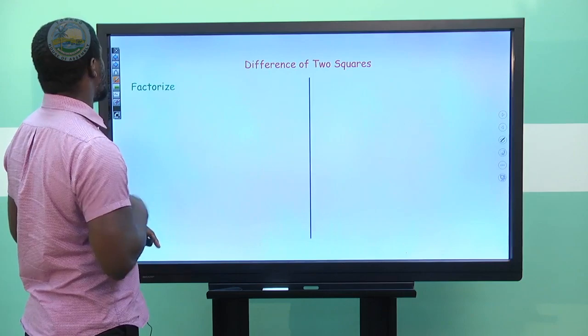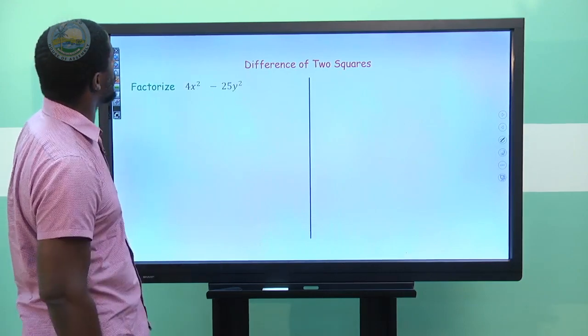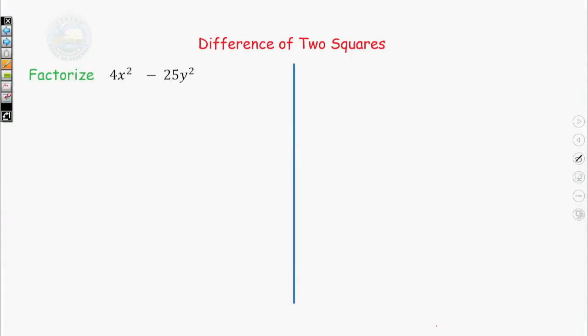Let's look at another example. Factorize 4x squared minus 25y squared. Is this a case of differences of two squares? Do we have a difference occurring? Yes, subtraction is occurring, but are we subtracting two perfect squares? What can we square to give us 4x squared? We can square 2x. 2x squared gives us 4x squared.